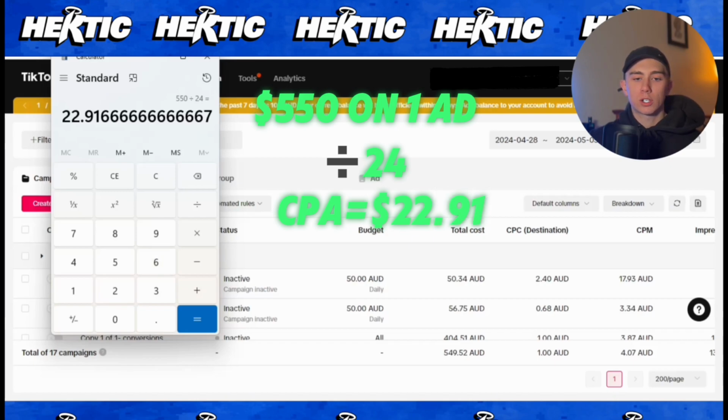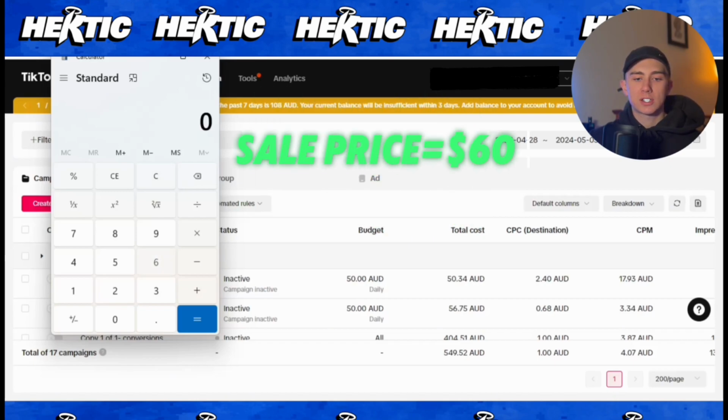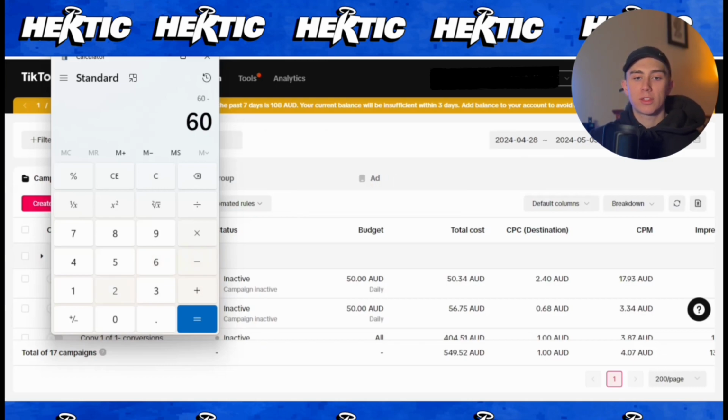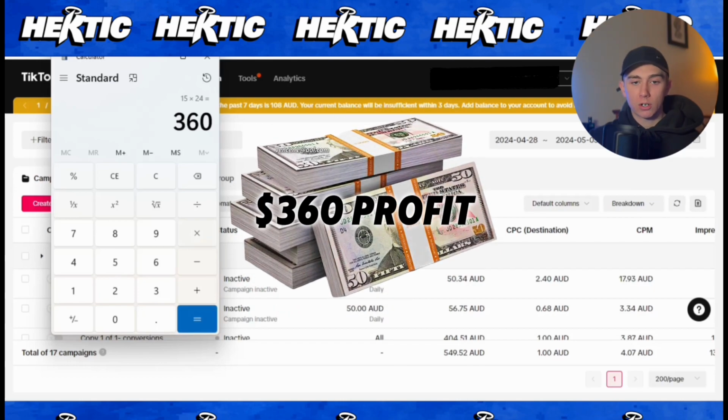But let's just work out. So if our product is $60, right? And the cost of goods is $23. That leaves us with $37 to spend on ads. So that's $37 we can put into ads and still break even. So $22 is still at a profit. If we minus 22, that's our profit per product. So each sale we got $15 profit. So we'll say 15 times 24, which is the amount of sales we made off of that one ad. So $360 profit off of that single ad.